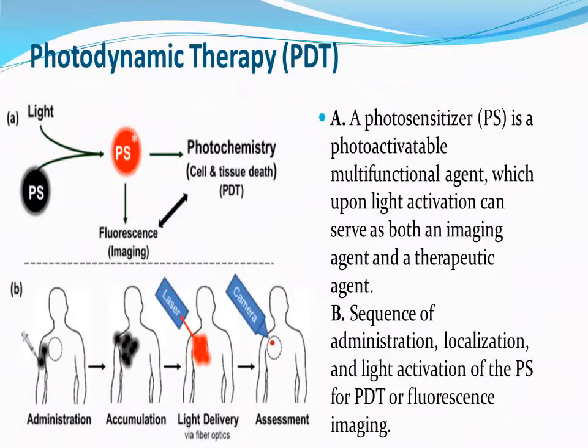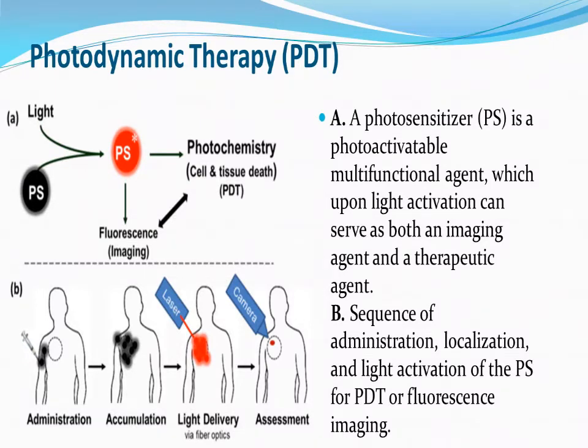Photodynamic therapy, as we see, light with photosensitizer has two pathways: photochemistry pathways that lead to tissue death, and fluorescence pathways that enable us to image. The sequence we use: first administration, then accumulation and light delivery via fiber optics, and at the end assessment.